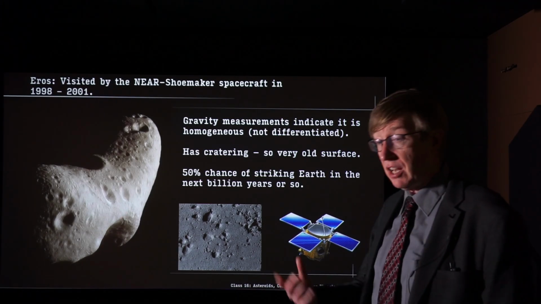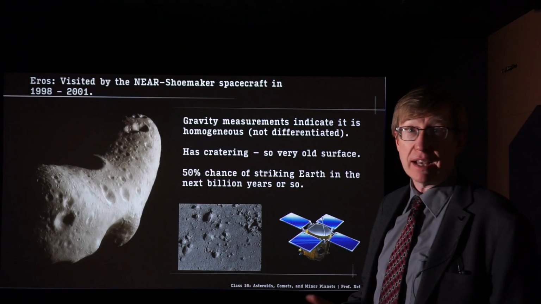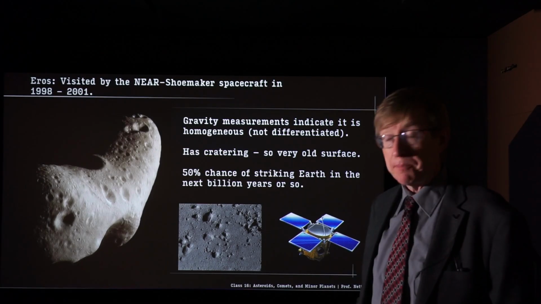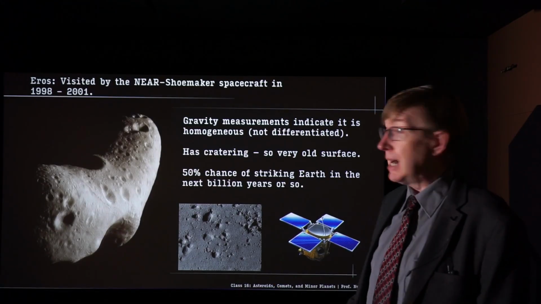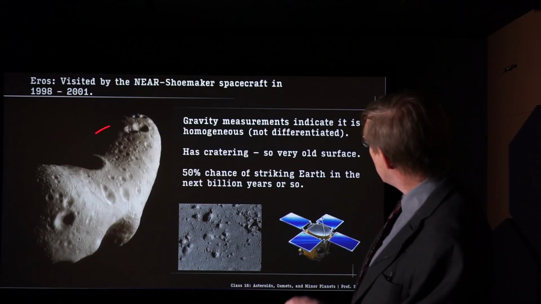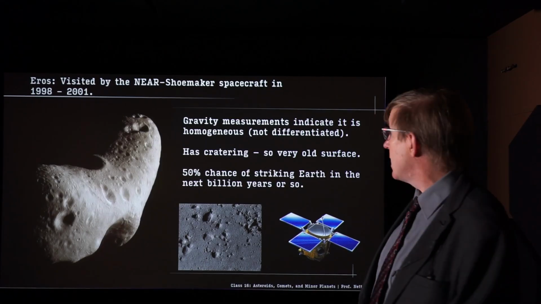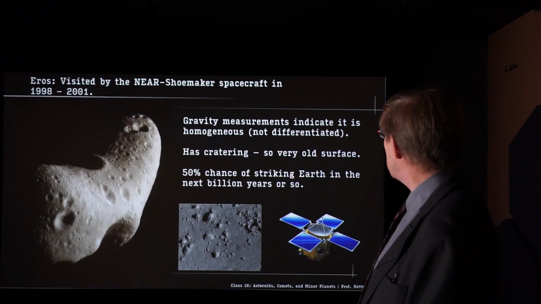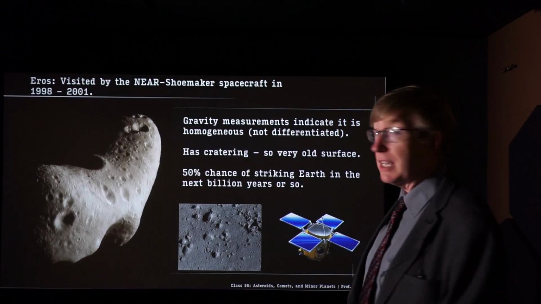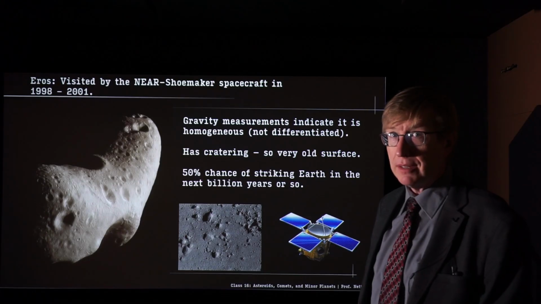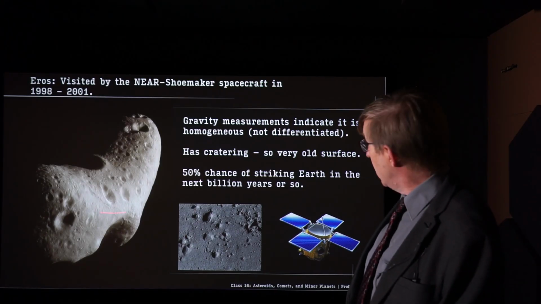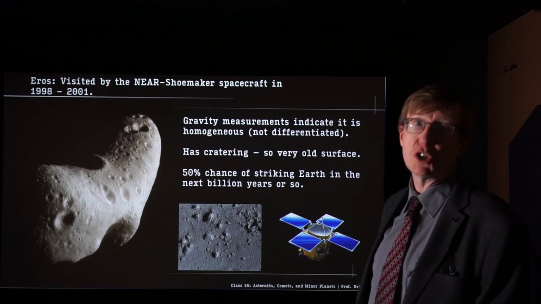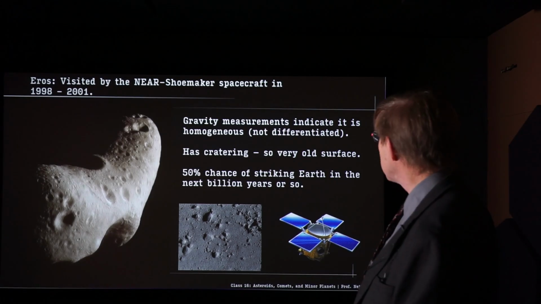It's not differentiated. It hasn't got an iron core. It hasn't got a rocky crust or anything else. It's just kind of this big rock. It's thought that Eros was probably kicked out of some larger object in some collision. But there it is, and this is one of a huge number of objects around this size. Now, this particular one is in an orbit where it has about a 50-50 chance of striking the Earth in the next billion years or so. So not next month, but it's pretty likely that someday Eros might strike the Earth, which would be bad, as we'll see. Okay, that's Eros.